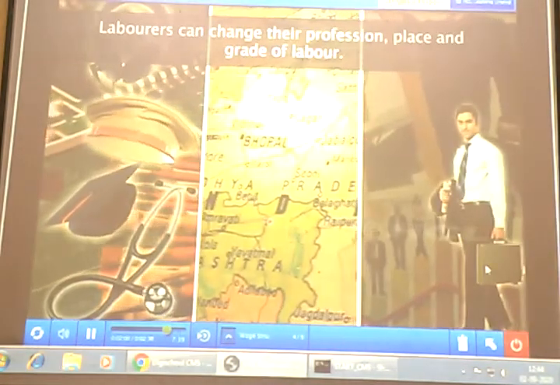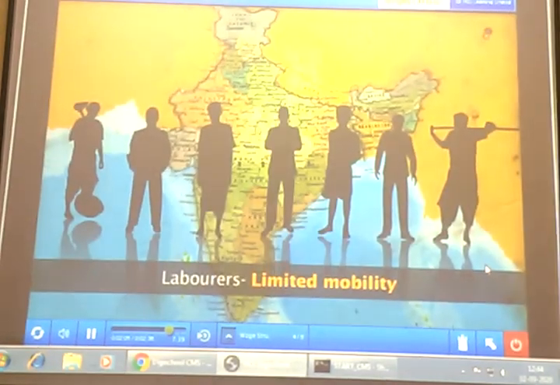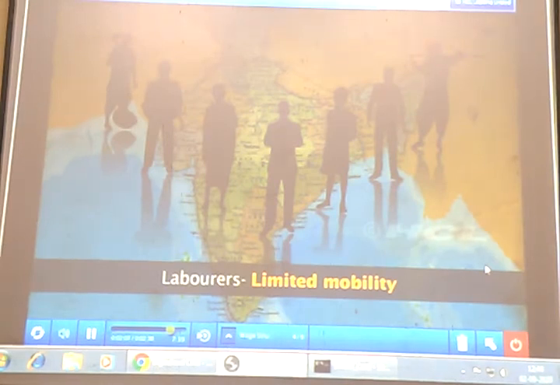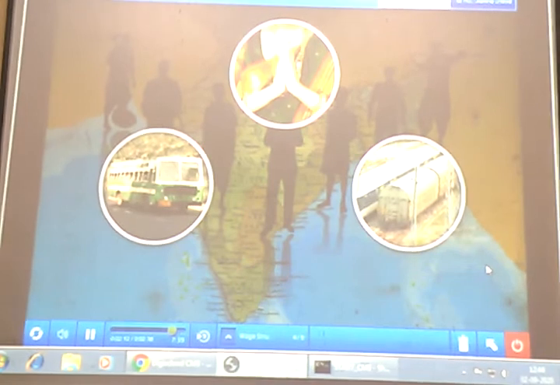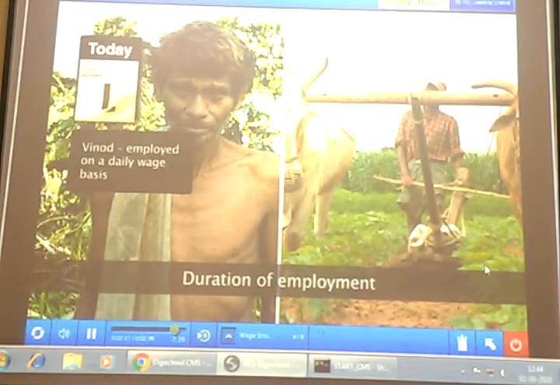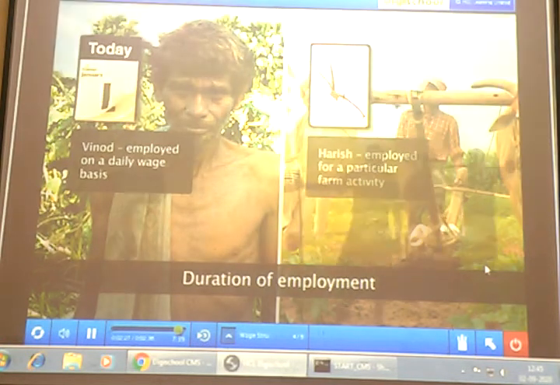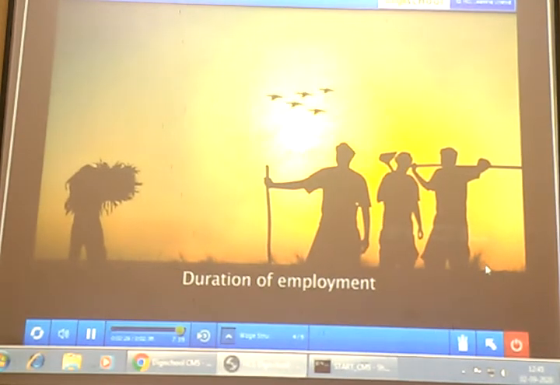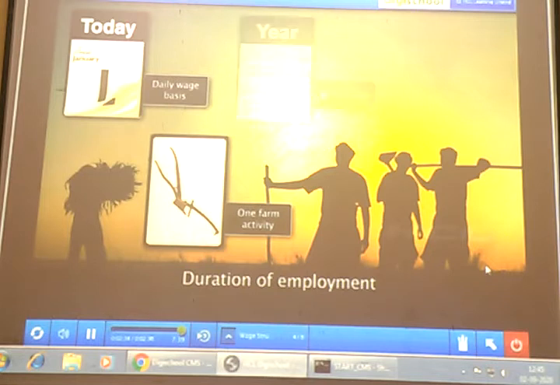Laborers are free to change their profession, place, and grade of labor, but their mobility may be limited due to certain restrictions, such as transport facilities or customs and traditions. Another aspect of labor is the duration of employment. Gopal employs Vinod on a daily wage basis, while Harish is employed for one particular farm activity, such as plough. So a farm laborer may be employed on a daily wage basis, or for one particular farm activity, or for the whole year.